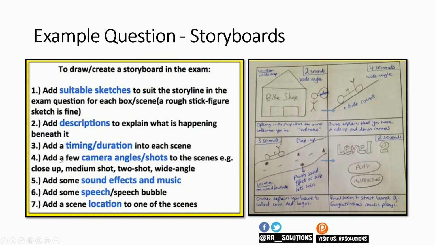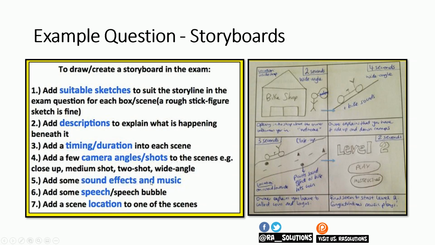The next thing they need to add in their storyboards is a few camera angle shots to the scenes, for example close-up, medium shot, two-shot, wide angle. So here not only do they have the camera shots, the first scene is going to be a wide angle, the second scene is going to be a wide angle, the third scene is going to be a close-up, so on and so forth.